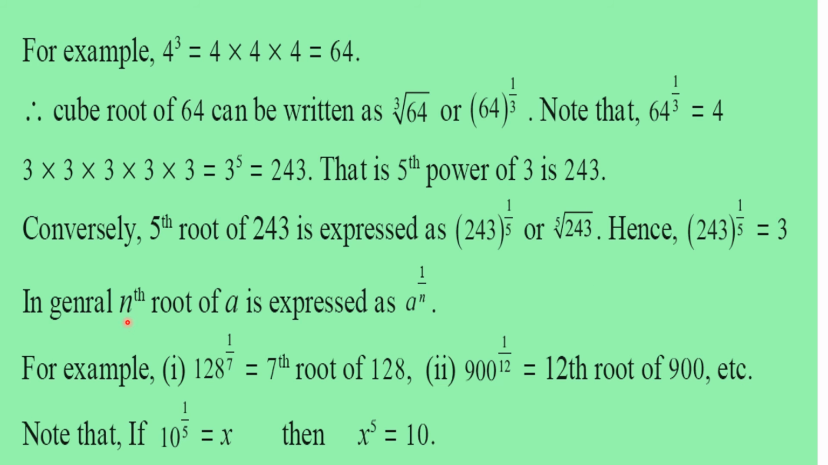In general, nth root of a is expressed as a raised to power 1 upon n. For example, one example we will take now here. 128 raised to power 1 upon 7 is equal to 7th root of 128. Again, 900 raised to power 1 upon 12 is equal to 12th root of 900. This type we have to write down.